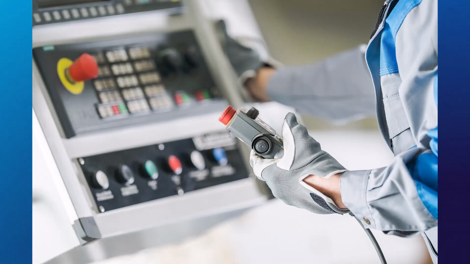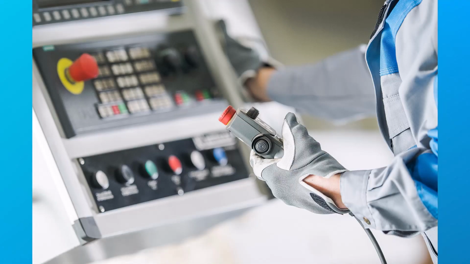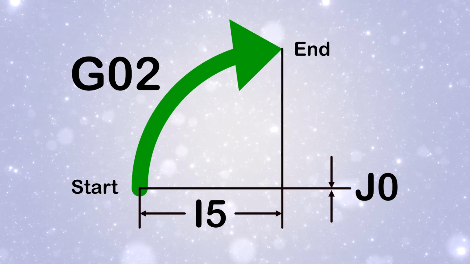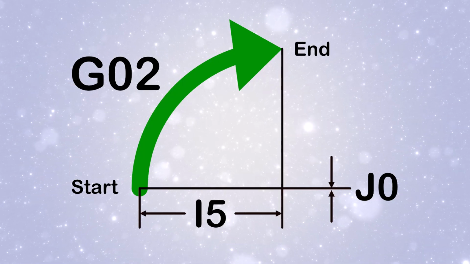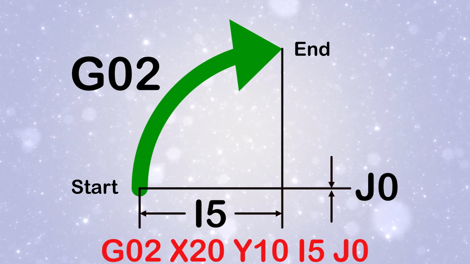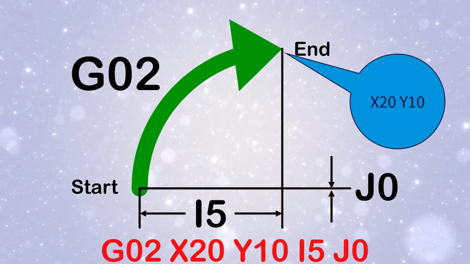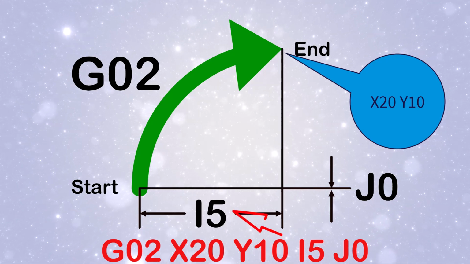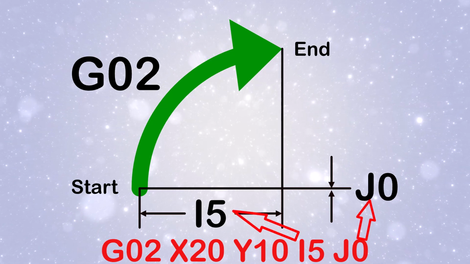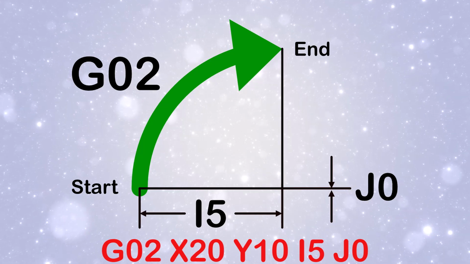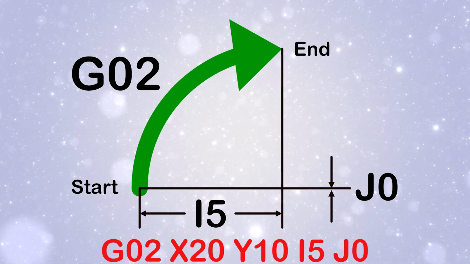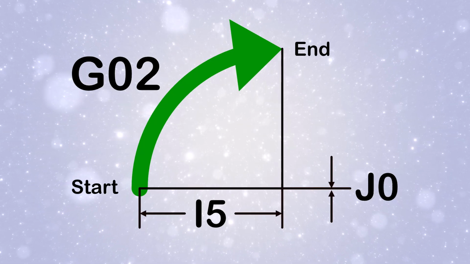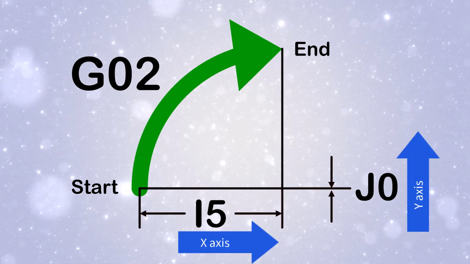To command the machine to move in an arc, we need to specify the end point of the arc and the radius or the center of the arc. Here is how we do it in a typical G-code command. In this example, X20 and Y10 are the endpoints of the arc in the X and Y axes, respectively. I5 and J0 define the center point of the arc relative to the start point. The I and J codes denote the distance from the start point of the arc to the center of the arc along the X and Y axes, respectively.